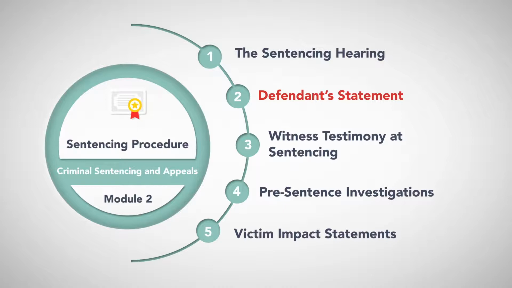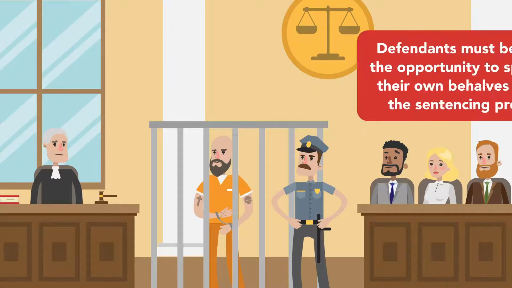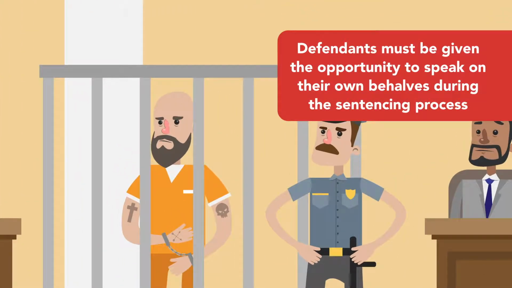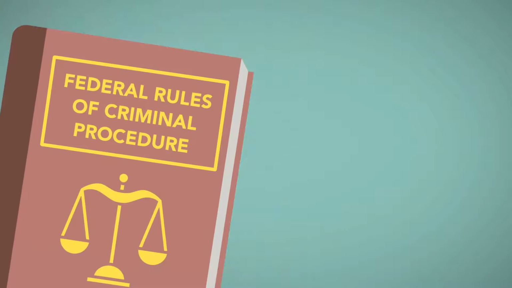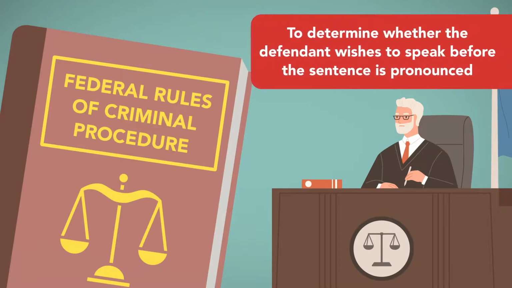Defendant's statement. Judges also consider the statements of defendants themselves before imposing sentence. Defendants must be given the opportunity to speak on their own behalves during the sentencing process. The federal rules of criminal procedure require that federal judges personally address each defendant to determine whether the defendant wishes to speak before the sentence is pronounced.